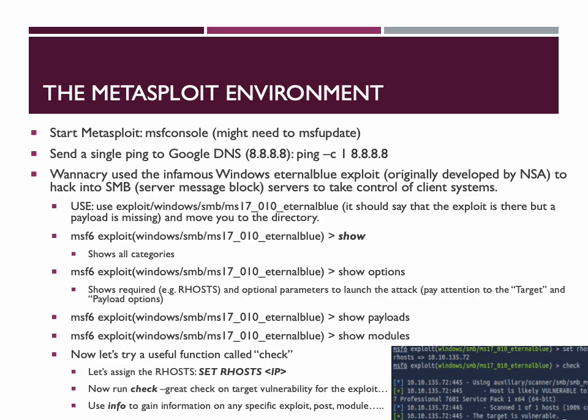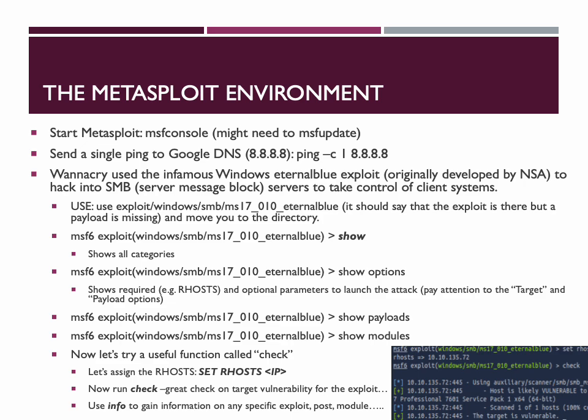So in this case, now you can say use. What are you using? Use exploit/windows/smb/ms17_010_eternalblue. Once you say what kind of exploit you want, it'll tell you all the exploits you can have related to a certain system or a certain vulnerability, right? So it should say that the exploit is there, but a payload is missing, and move you to the directory.